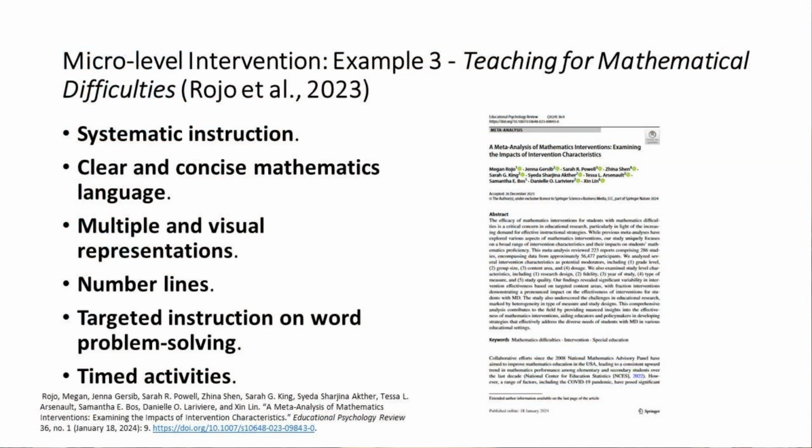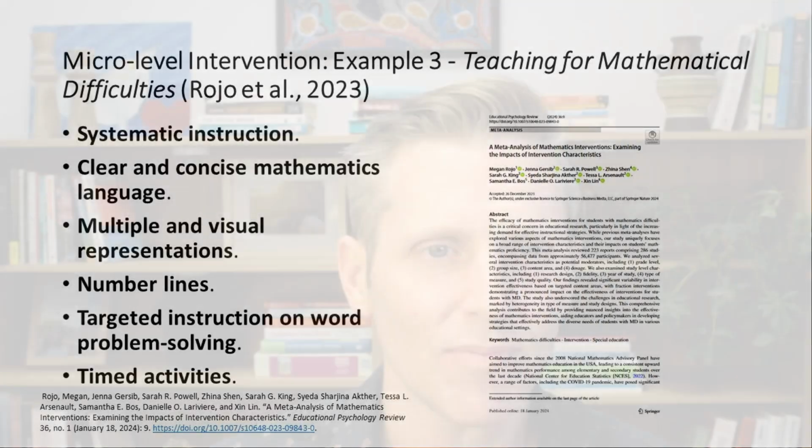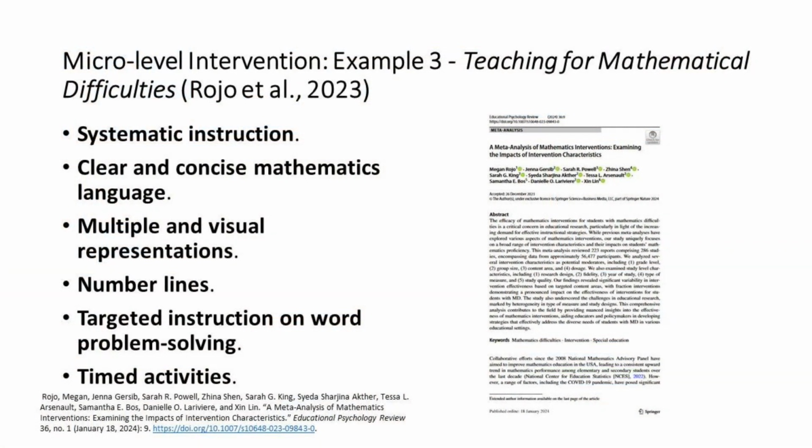They found that systematic instruction always worked best, so not just a willy-nilly way of instructing, but a system of logical steps. Clear and concise mathematics language, so not giving too much jargon or verbose language. Multiple visual representations, perhaps even to see that there are real-life examples that students can see of the mathematical concepts or differences in numbers. Using number lines was also effective for these students.